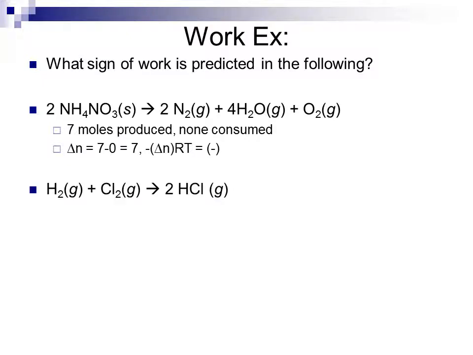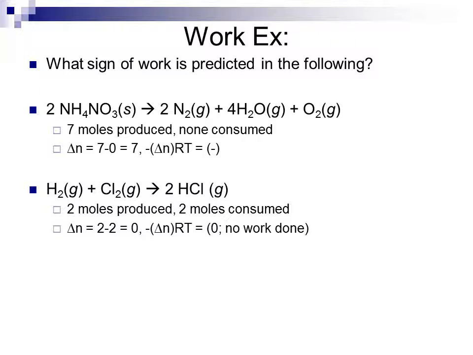For this equation, there are 2 moles of gas on the left and 2 moles of gas on the right. 2 moles are thus produced and 2 consumed. Our change in number of moles is 2 minus 2, which is 0. Plugging that into the equation gives us a value of 0. Thus, no work is done.